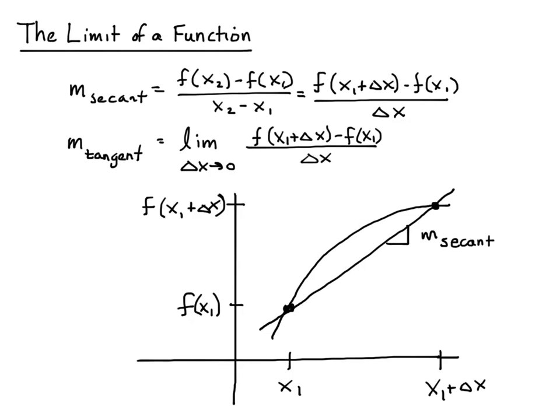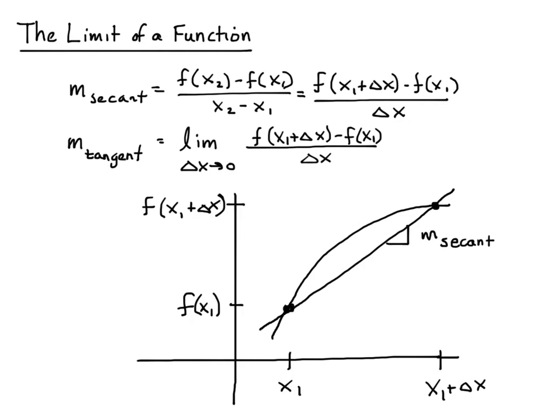That was f at x2 minus f at x1 over x2 minus x1, and if I put that in the delta form that I had before, I get this. So there's the slope of the secant. So in other words, the slope of the secant represents the average rate of change.